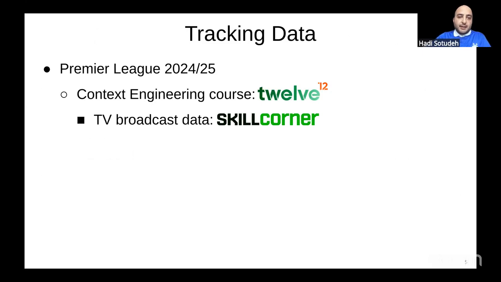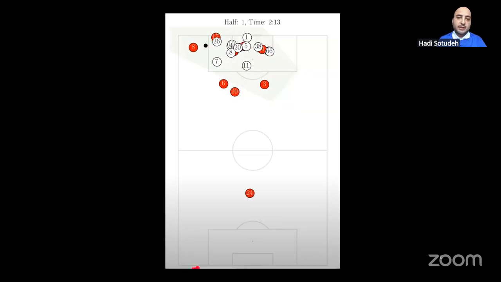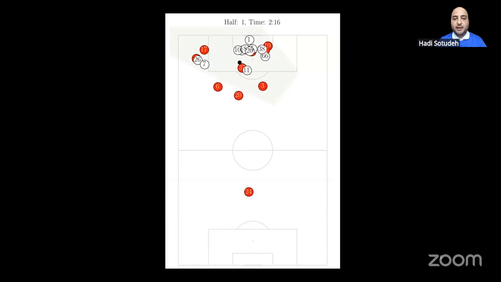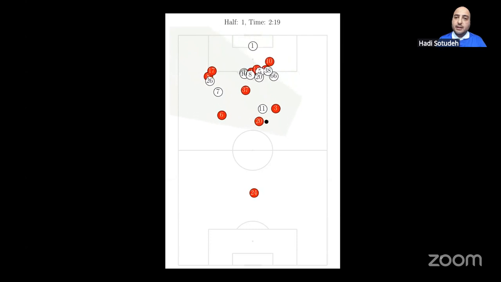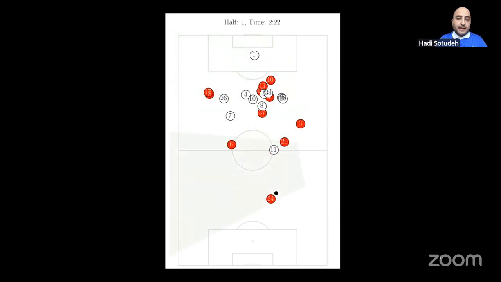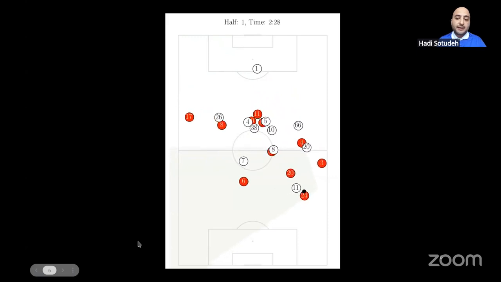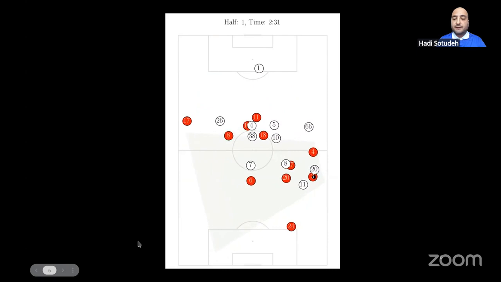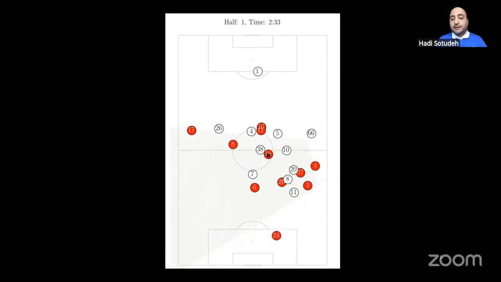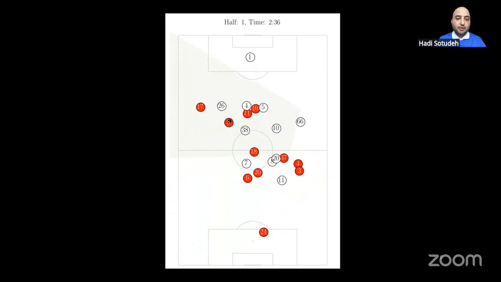The data that we are using is the tracking data, TV broadcast mainly provided by SkillCorner as part of the context engineering course that I took. To get an idea of how the data looks, this is a visualization where you have the red team, Manchester United, playing from bottom to top, and the white team is Liverpool. There is also a green area that shows you the TV frame at that moment, and the players who are outside this view are predicted to be in these locations based on the model that SkillCorner has developed.